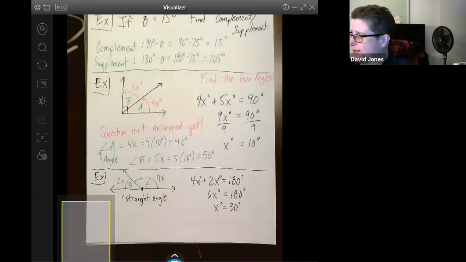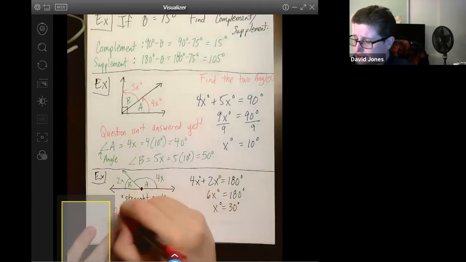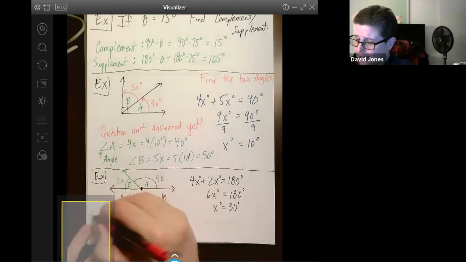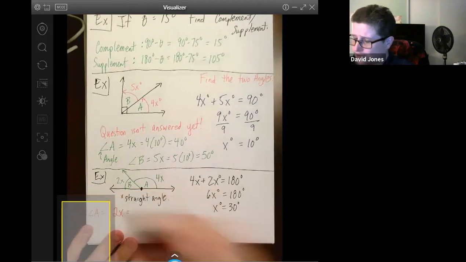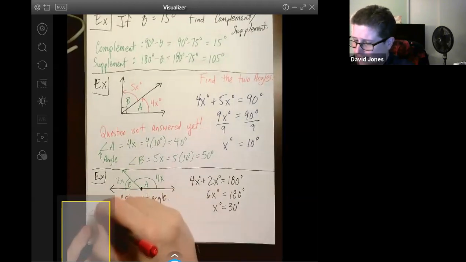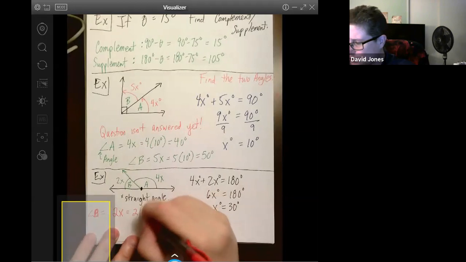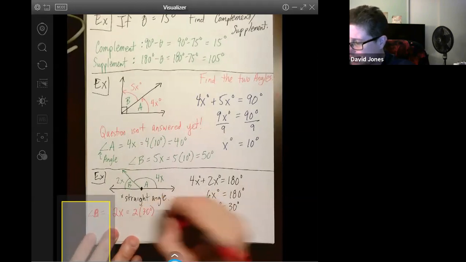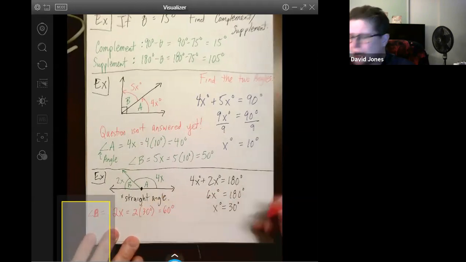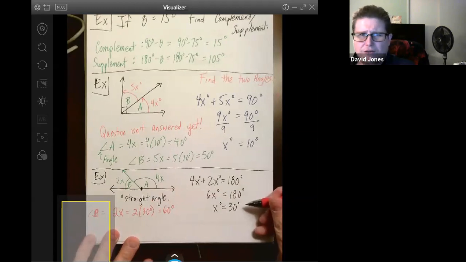This tells us that the 2x, angle A, or sorry, that's angle B. Look at me doing them out of order. I'm reading left to right. Angle B is 2x, 2 times 30 is 60 degrees. Try to put the degree symbol there. If you don't put it, it's not clear that it's a degree.